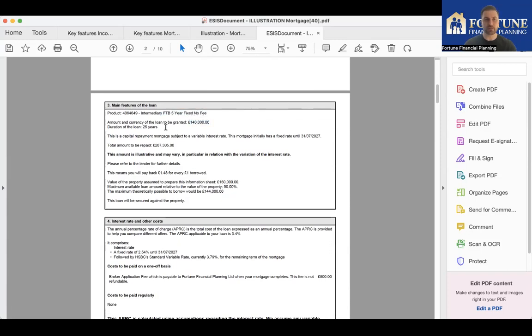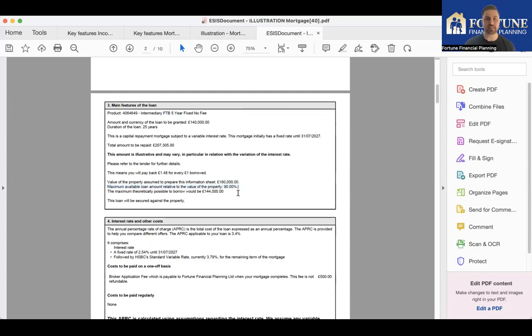Now, the loan is for 140,000, as you can see below, and that's due to your current deposit we've discussed, and it will be taken over a 25-year period, which will reflect in your monthly payments, being interest and capital mortgage, known as a repayment mortgage. Essentially what that means is that your balance will decrease month in, month out, year in, year out, and at the end of the term of the mortgage, we'll look to have your mortgage paid off and the property will be yours. So what is disclosed here is that currently, based on this assessment of this illustration, for every pound you borrow, you're paying back 1.48, so £1.48.